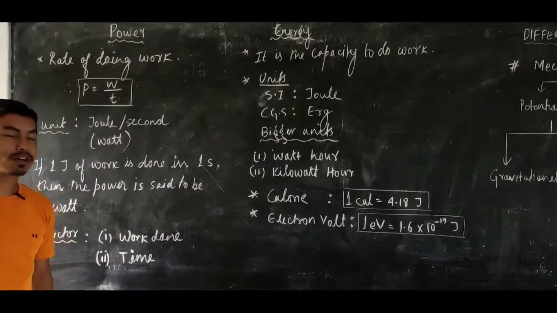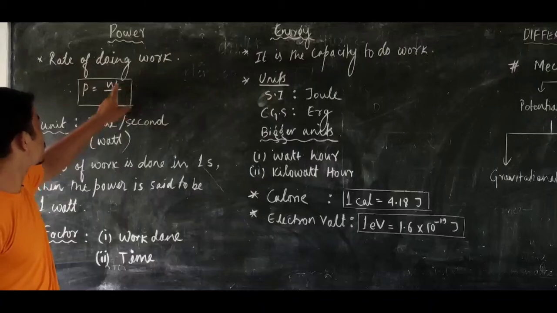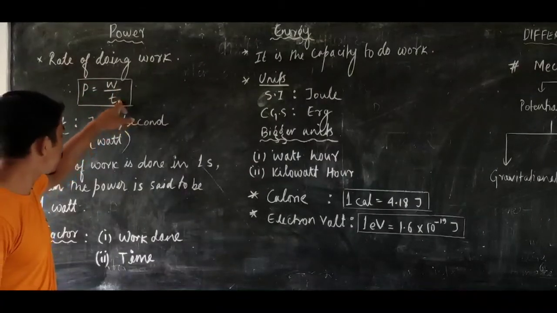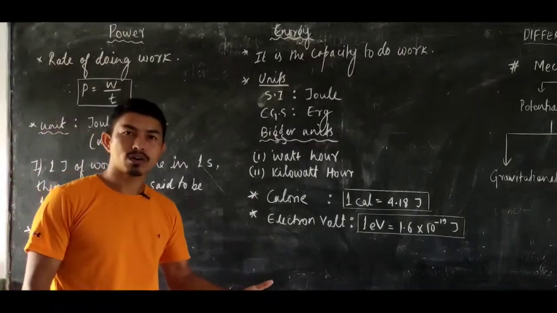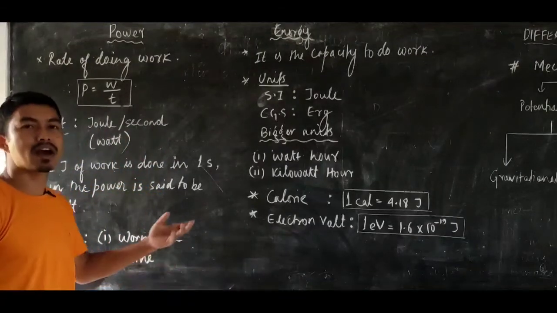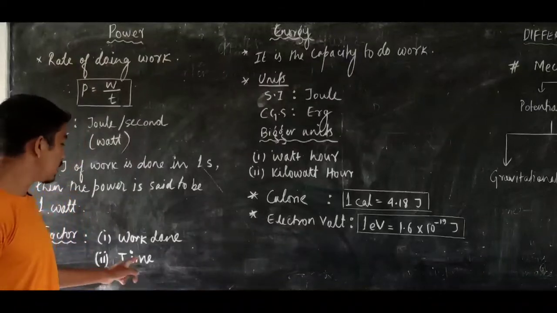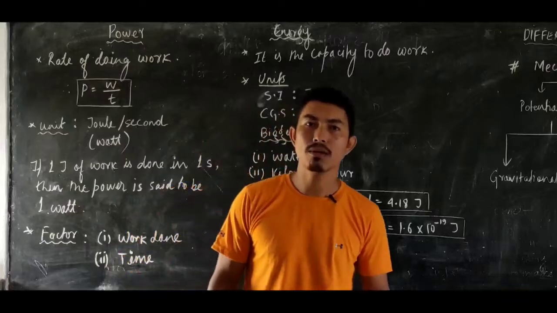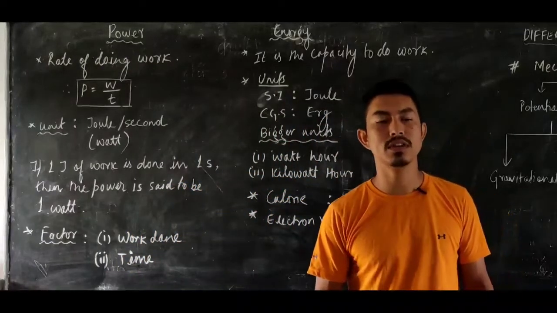Now there are two factors on which the power depends. Looking at the formula, we say that power is directly proportional to the work and inversely proportional to the time. Thus we can say that the more work we do, the more is the power, and the less time we take, the higher is the power. So power is directly proportional to the work done and inversely proportional to the time taken for doing that amount of work.